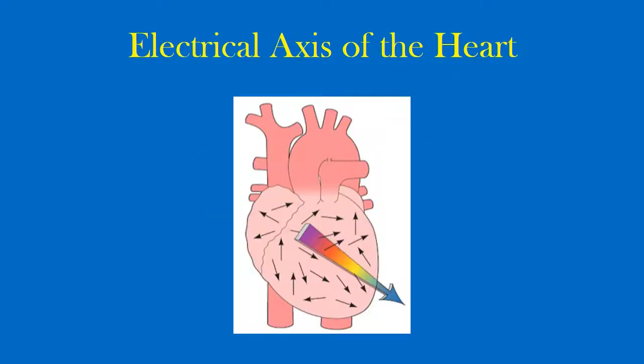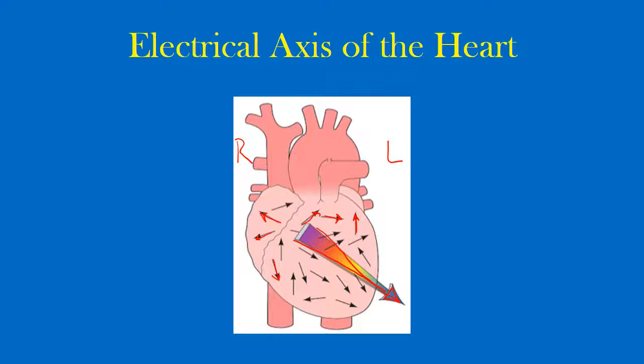Now that we have a basic understanding of vectors, this will allow us to understand the normal electrical axis of the heart. So let's take a look at this image. Notice how we have so many various vectors, all going in different directions. Eventually, if you add all these vectors up, you'll have the normal axis of the heart, and as you can notice, this is the resultant axis. So it's pointed downward to the left of the patient, this being the left side of the patient and this being the right.